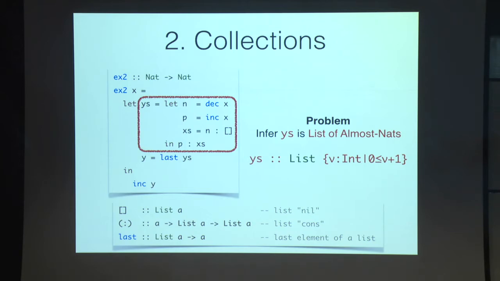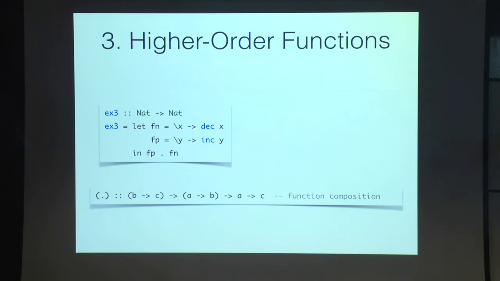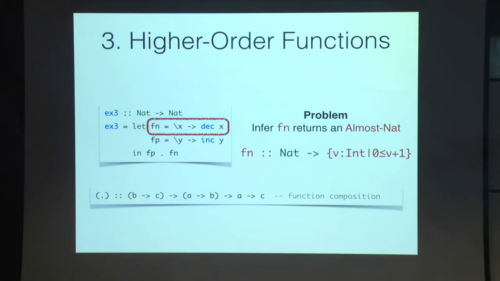And finally, we have higher order functions. So fn just decrements numbers, fp just increments them. And so when we compose the two, we should get the identity again. So that has type nat to nat. In order to prove that, though, we'll need to show that fn has type nat to almost nat, and fp has type almost nat to nat.